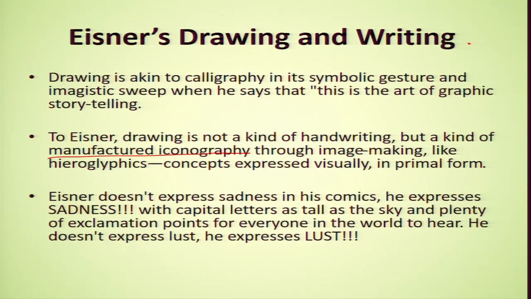That iconic symbolic mode is the mode Eisner uses throughout A Contract with a God, whether it is in the opening story in which Frimme curses the heavens for the death of his daughter, or the final story in which a summer vacation in the Catskills results in extreme sexual misconduct.